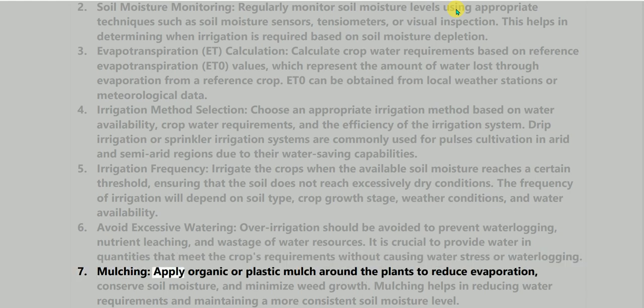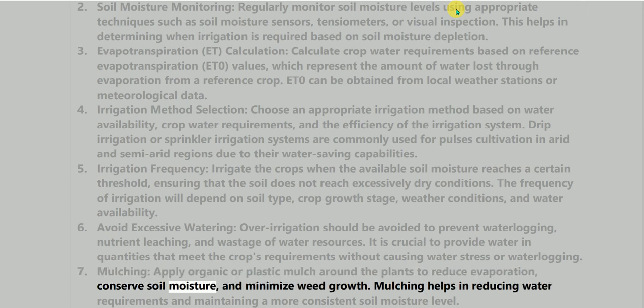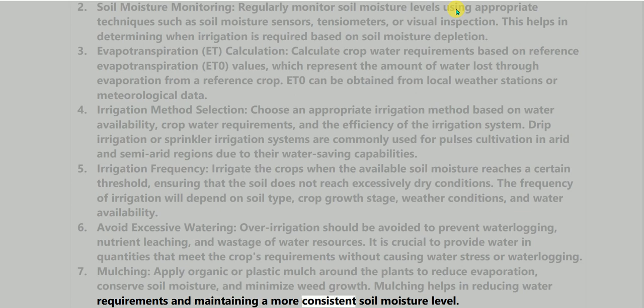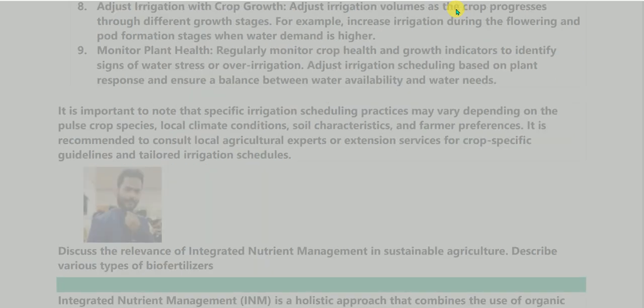7. Mulching. Apply organic or plastic mulch around the plants to reduce evaporation, conserve soil moisture, and minimize weed growth. Mulching helps in reducing water requirements and maintaining a more consistent soil moisture level. 8. Adjust irrigation with crop growth. Adjust irrigation volumes as the crop progresses through different growth stages. For example, increase irrigation during the flowering and pod formation stages when water demand is higher.